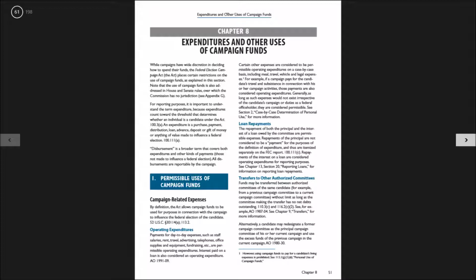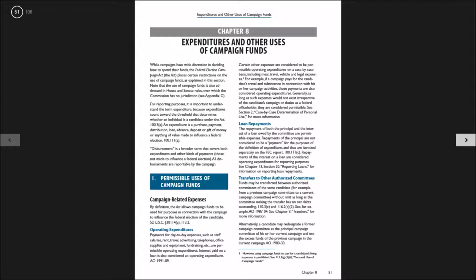For reporting purposes, it is important to understand the term expenditure because expenditures count towards the threshold that determines whether an individual is a candidate under the Act. An expenditure is a purchase, payment, distribution, loan, advance, deposit, or gift of money, or anything of value made to influence a federal election. Disbursement is a broader term that covers both expenditures and other kinds of payments, those not made to influence a federal election. All disbursements are reportable by the campaign.